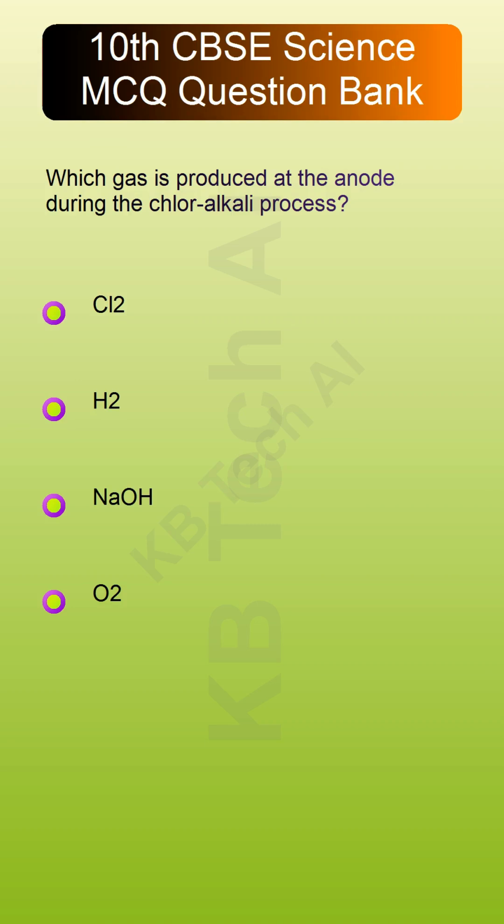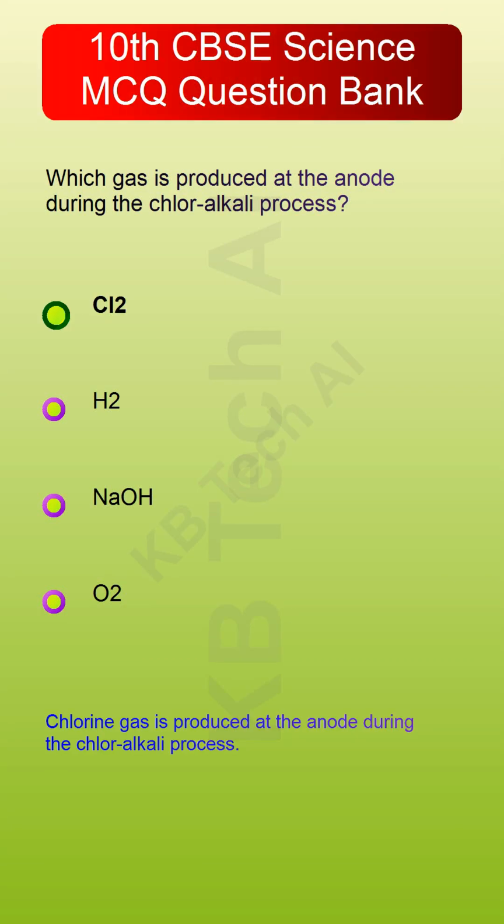Which gas is produced at the anode during the chlor-alkali process? Option 1, Cl2. Option 2, H2. Option 3, NaOH. Option 4, O2. The answer is option 1, Cl2.